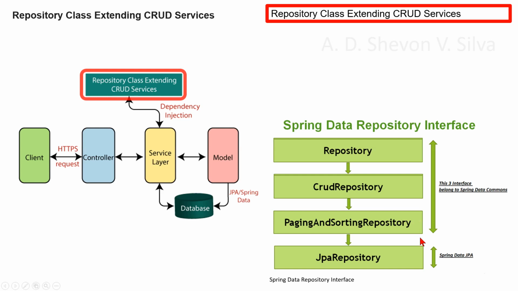org.springframework.data.repository. Interface JpaRepository: JPA specific extension of repository. This is in the package org.springframework.data.jpa.repository. Here repository is connected to CRUD repository, CRUD repository is connected to pagination and sorting repository, and pagination and sorting repository is connected to JPA repository.